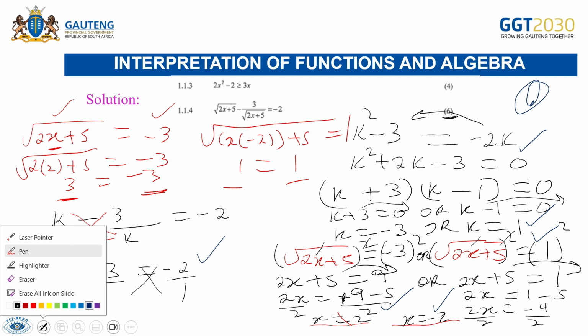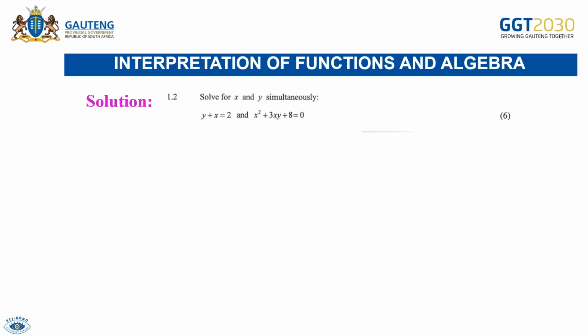Let's move to the next question. So the next question, you've got: solve for x and y simultaneously. These are simultaneous equations. But now in grade 11, you've got the one which is linear and the one which is quadratic. So first things first, you need to name your equations.